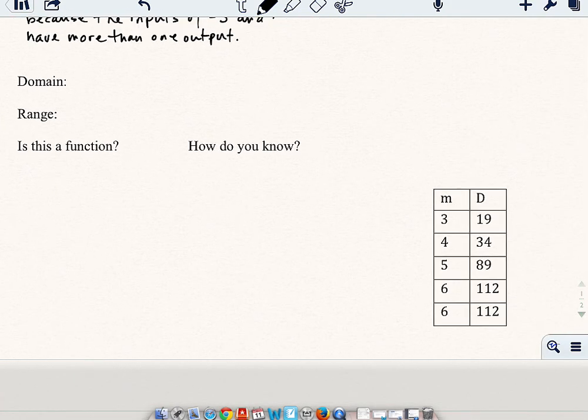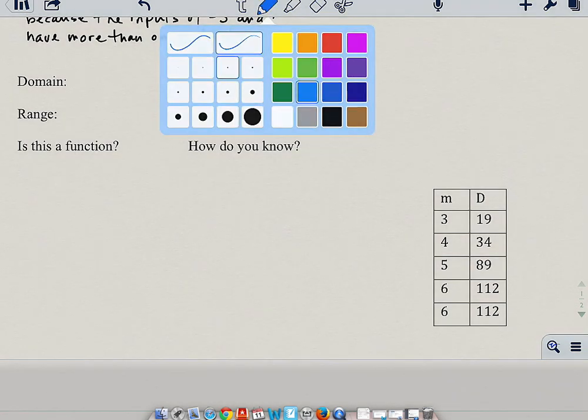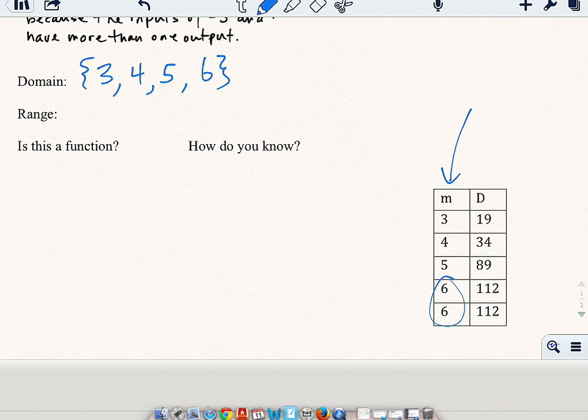I have this table down here. And for this table, I need to identify whether it is a function or not, and also tell the domain and range. So domain and range are relatively easy. I'll go back to my blue for my domain. Set of all inputs. Inputs on a table are usually on the left. And so my inputs for M are 3, 4, 5, and 6, and I don't have to list 6 again. I've already listed it. So I've got 6 here twice, but I don't have to list it twice in my set of inputs because it's the same input.